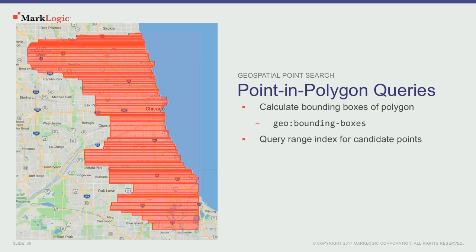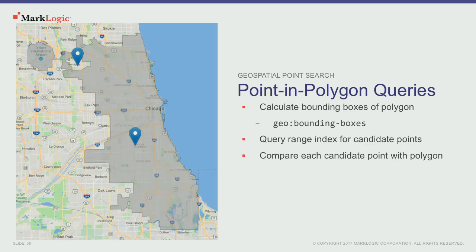Then we query the range index using those boxes for candidate points. So for example, maybe we find these 2 points are within those boxes. But these boxes are only an approximation of the original polygon. So we actually have to take each point and compare it with the original polygon, and we may have to throw out some results. Like we can see up here, this guy occurs in a hole in the polygon, so it has to be eliminated.